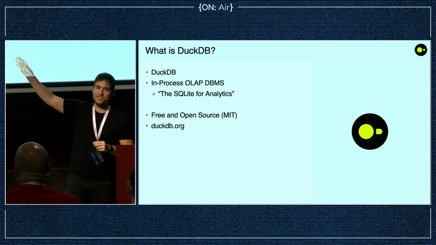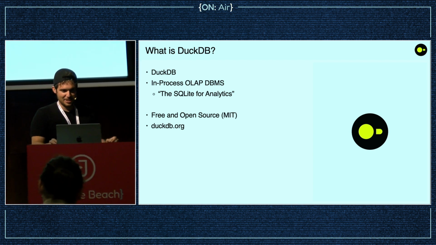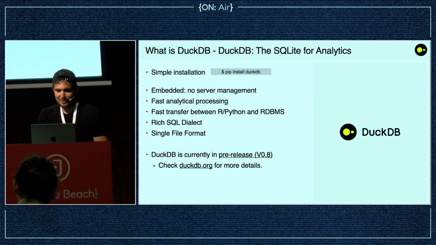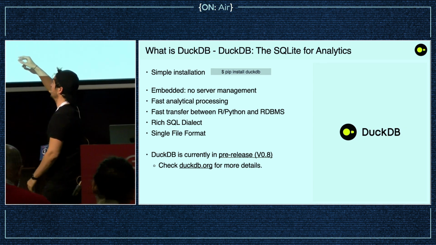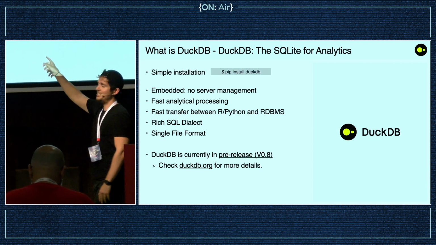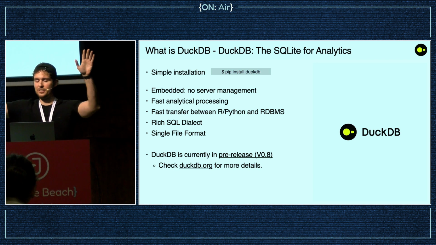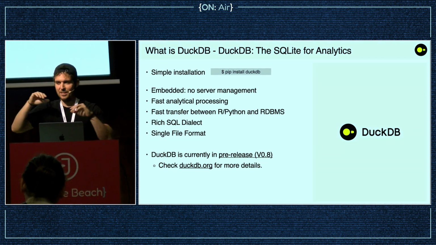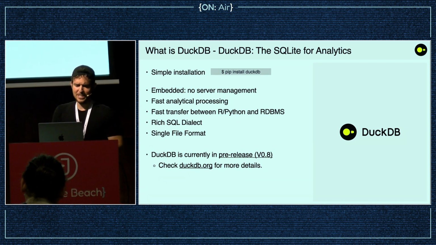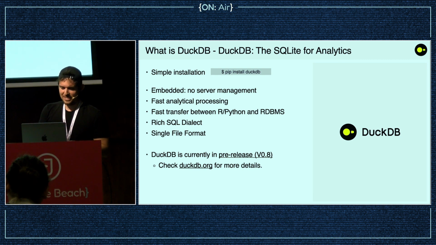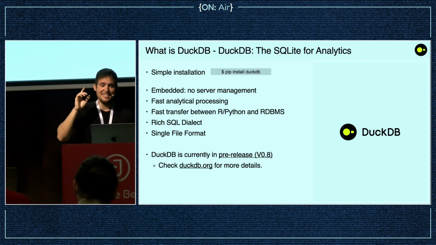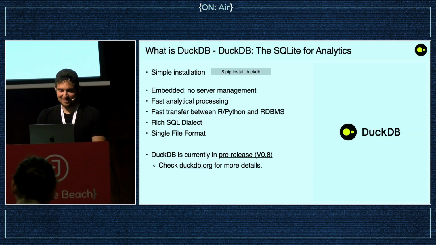It's free, open source, under the most permissive license, which is MIT. And everyone is welcome to try it out after the talk, of course. And again, simple installation. If you want to start using DuckDB, you just do a pip install. It's embedded, no server management. Fast analytical processing, with very fast data transfer between Python and the system. We support SQL as much as Postgres does, for example. Single file formats. We're currently in pre-release. We're actually on 0.7, and we're going to be on 0.8 next week. There was a little bit of delay, but we're getting there. So my slides are from the future already.